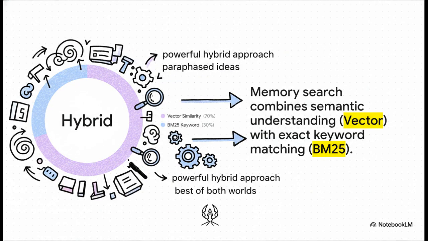And the search itself is way smarter than you might think. It uses this hybrid approach. 70% of the score comes from vector similarity. That's understanding the meaning behind your words. But the other 30% comes from BM25, which is a classic, super effective keyword search. This combo gives you the best of both worlds. It finds similar ideas and exact matches.